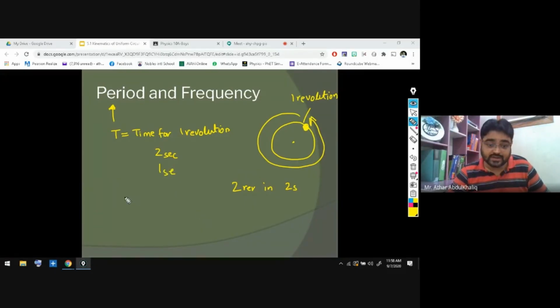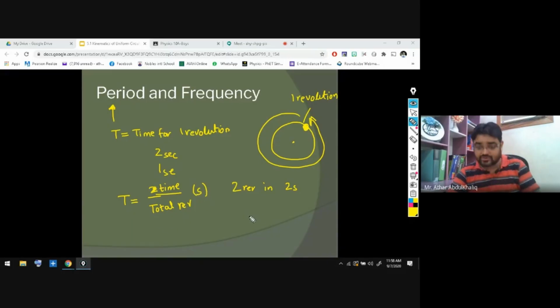How do you calculate? To calculate the period, you will use total time divided by total revolutions. You got it? So whenever I ask you to find period, you will divide time by revolution and the answer will be in seconds.